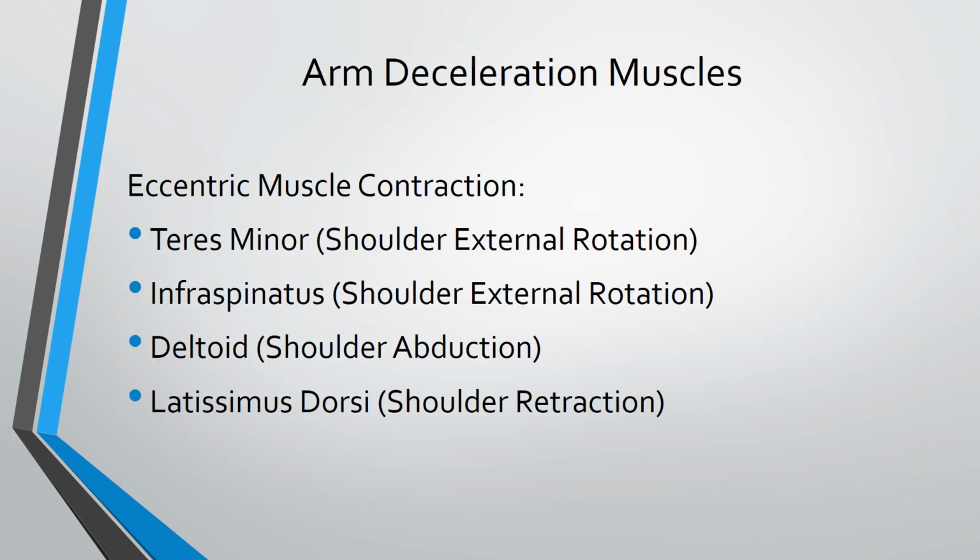The arm deceleration muscles include, eccentrically contracting, the teres minor, which is for shoulder external rotation, infraspinatus, which is also for shoulder external rotation, the deltoid for shoulder abduction, and the latissimus dorsi for shoulder retraction.